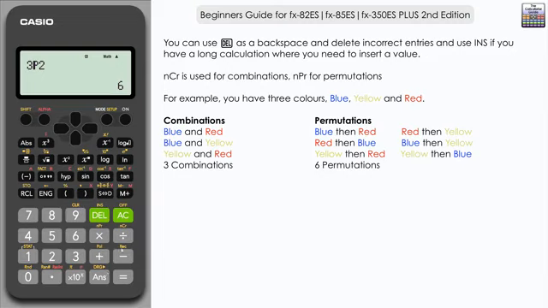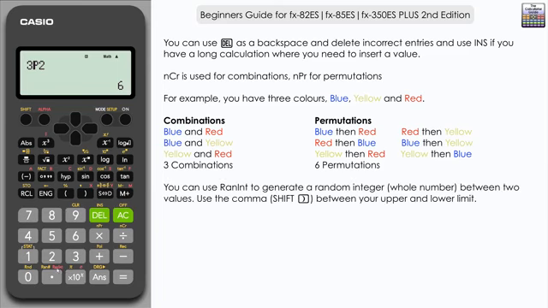I won't cover pol and rec here, and I won't speak too much about these ones, just to let you know about random integer. So alpha and then the point here. You could use random integer, and let's say you wanted a number between 100 and 200: 100, and then you can see that there's a little comma here that we can use to separate those out. So shift and that, and then 200, close your brackets or parentheses, and if you just keep pressing equals, this will then generate random numbers between 100 and 200 for you.